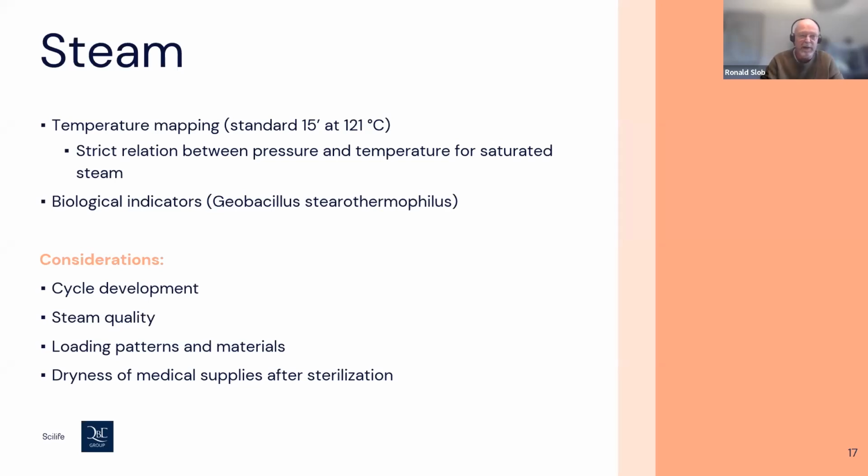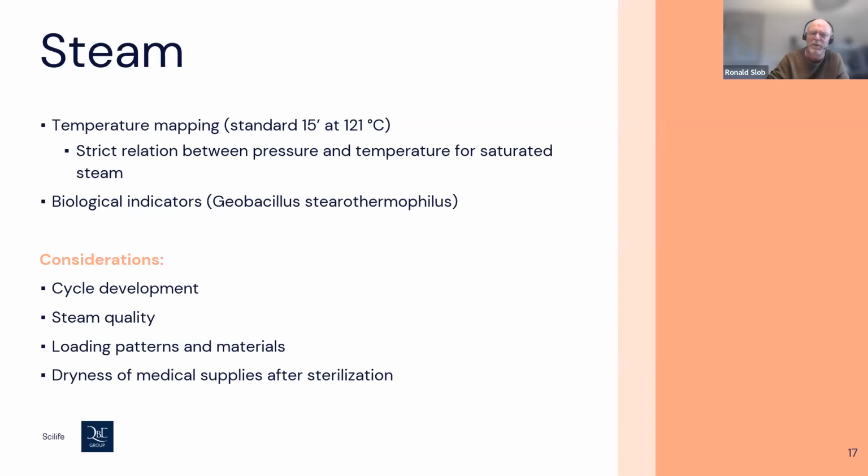You can verify that by temperature mapping and also by biological indicators, which is always a combination you want to do, because the one is physical and the other is microbiology. For the biological indicators, there's Geobacillus stearothermophilus. These are very heat-resistant spores that you use in a certain amount. You put them in with your steam cycle and you see afterwards if there is still a survival rate, yes or no. They should all be killed.